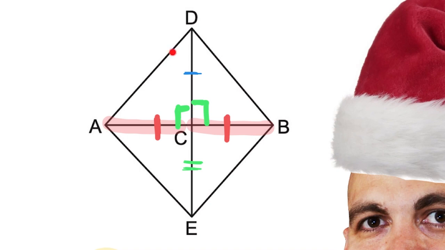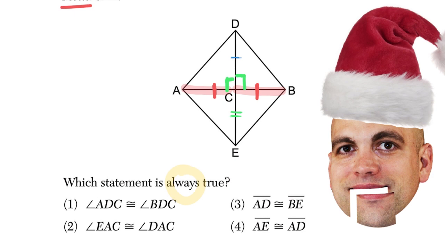So what can we say? We can say that this triangle, ACD, is congruent to BCD, because why? Well, I see a side, an angle, a side. So we can prove that these two triangles are congruent because of SAS. Likewise, these two triangles are congruent because of SAS, and there's a whole number of other things that we can prove. And so let's think, which statement is always true?